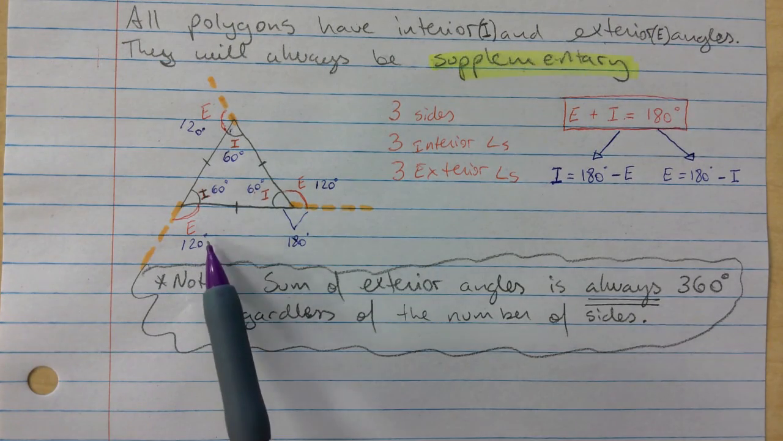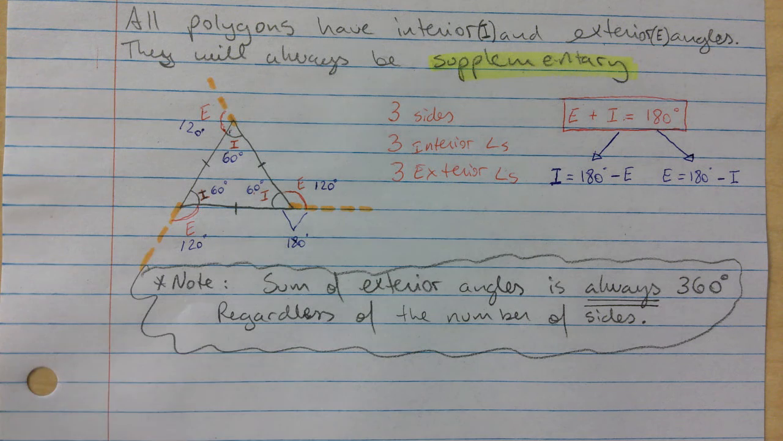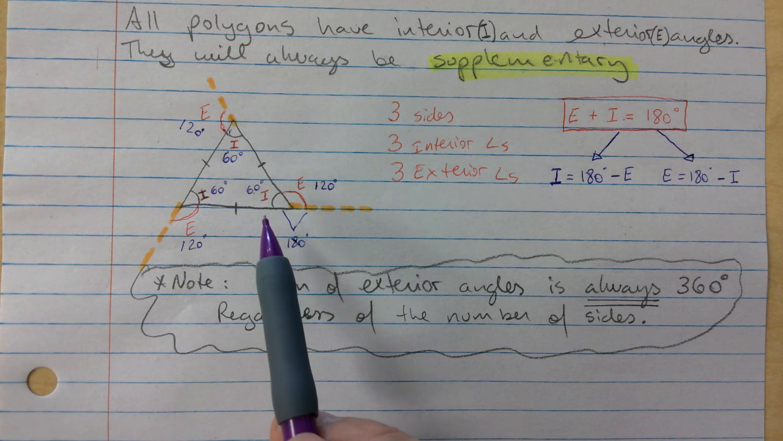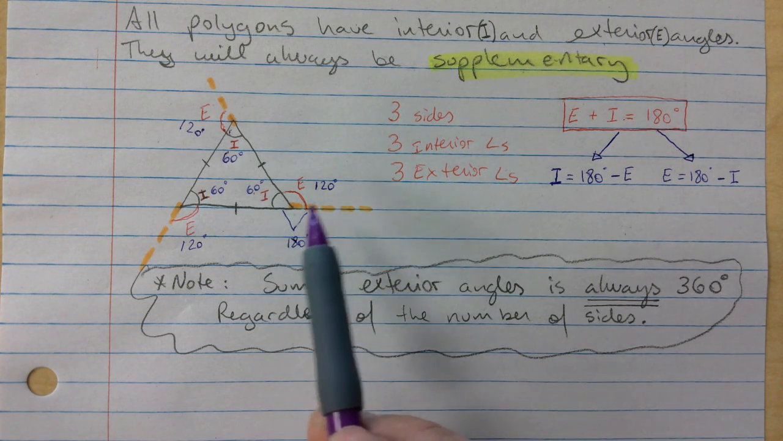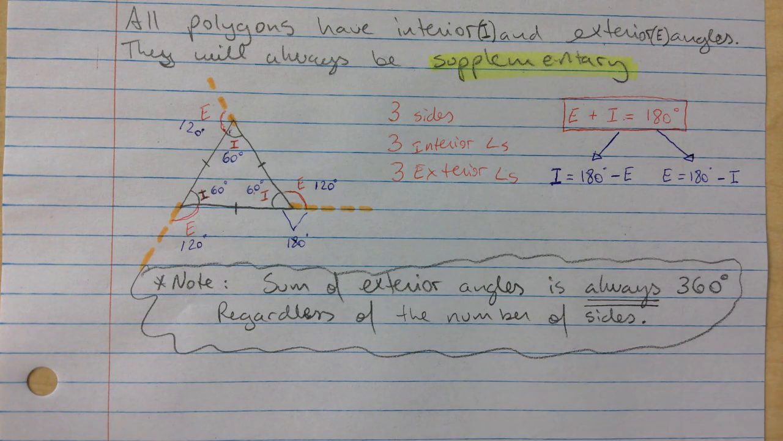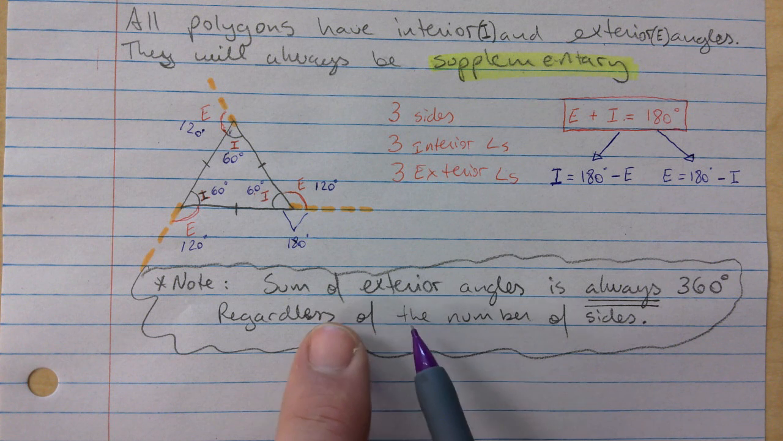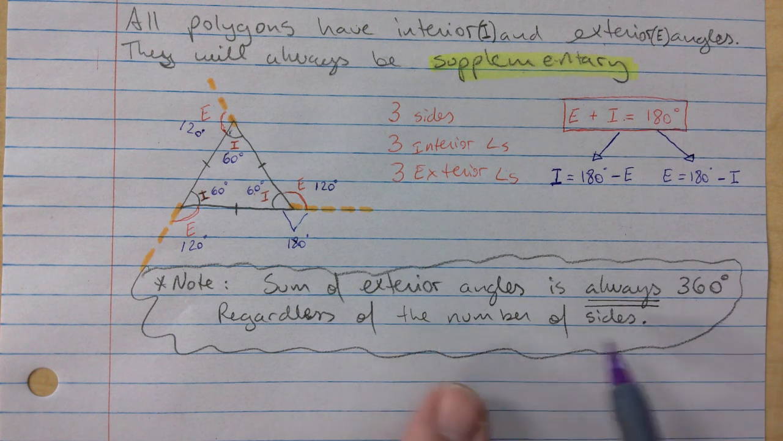So notice here, you had three 120s. So 3 times 120 is 360. But what about a square? What does each angle in a square measure? 90, on the inside. What will be the exterior? It will also be 90. So 4 times 90 is 360. And so this pattern is always true. Sum of exterior angles is always 360. I got that. Okay, let's keep going.